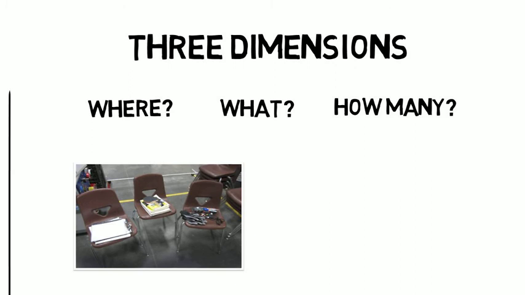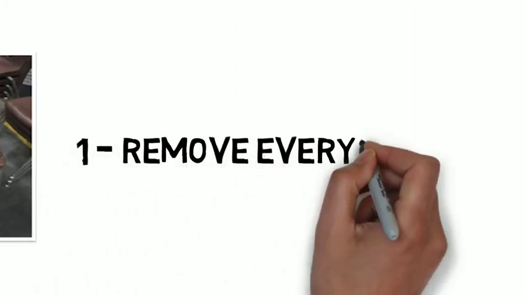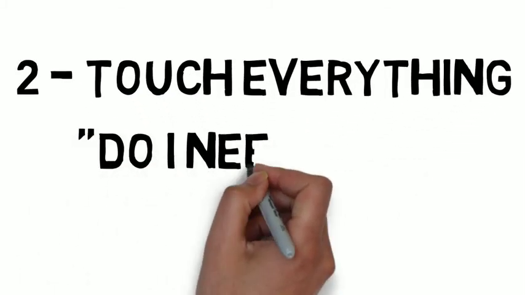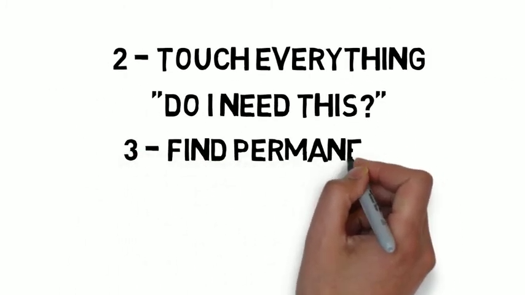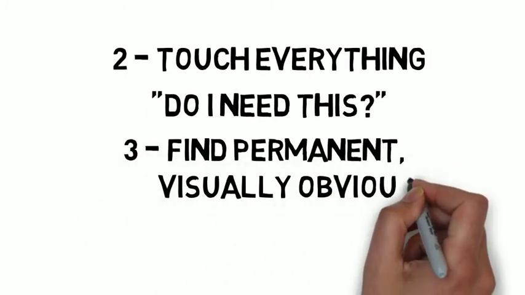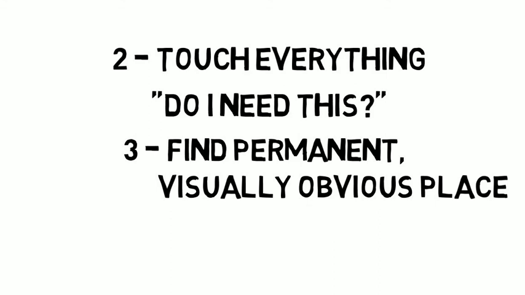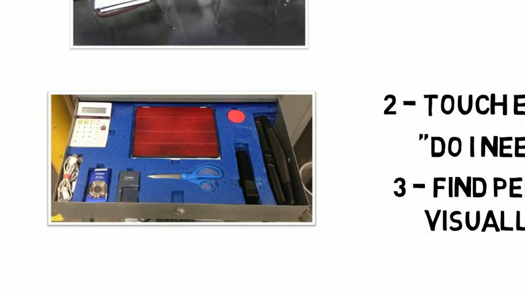In the last module, we saw how a team lead sorted the items in his desk. The first thing the team lead did was remove everything. Then he literally touched everything as he asked himself the question, "Do I need this regularly in my work?" Then he found a permanent, visual, obvious place for every single item that he uses regularly. Here's what his drawer looked like when he was finished.